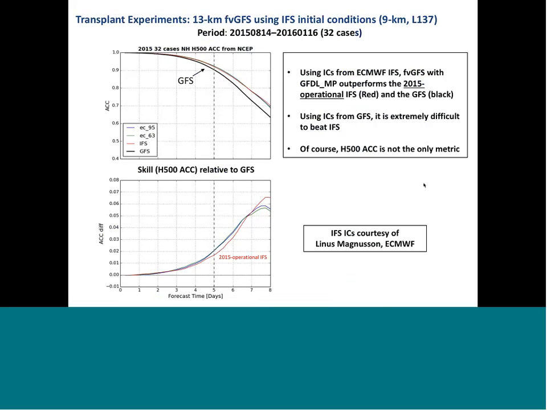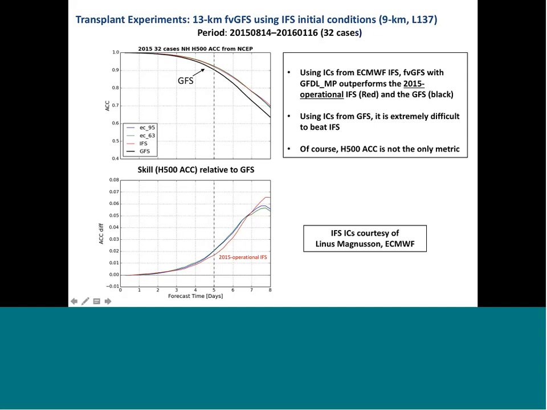So here's the transplant experiment using ECMWF initial condition. What I'm showing here is 32 cases from the middle of last year, August 14 to January 16 this year, every other 5 days, not every single day, so 32 cases only. And here is just the reference. Here is the GFS operational forecast, the baseline. And there are two lines here using the FV3 with the modified GFDL physics. And let's compare to the ECMWF forecast.